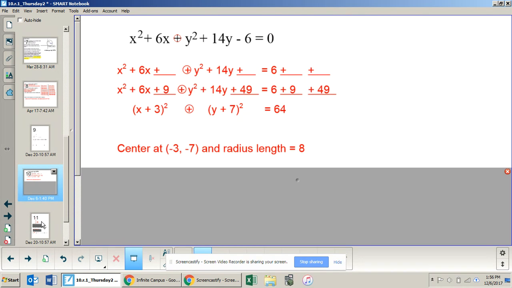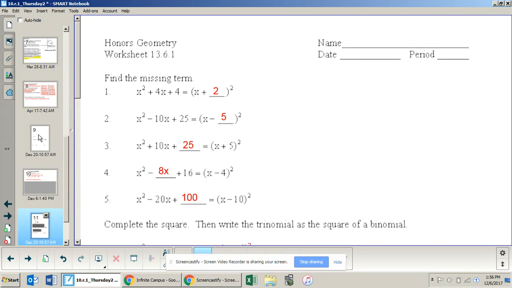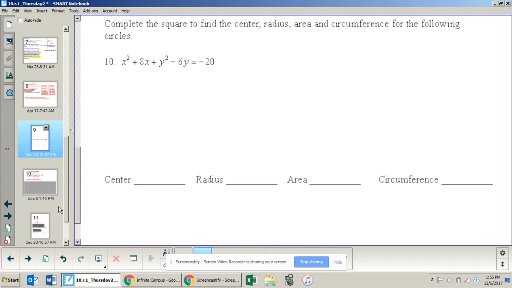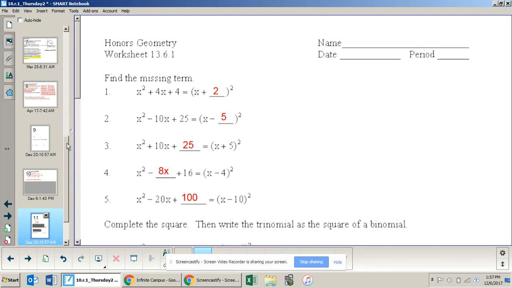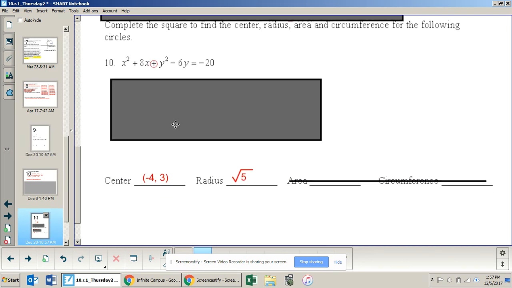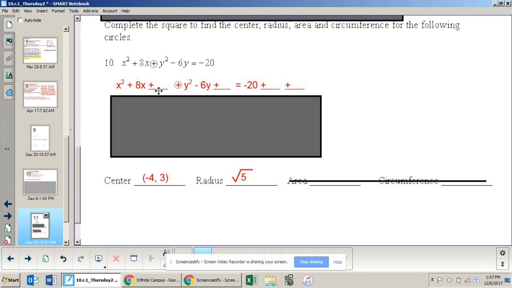Let's go back to our worksheet now and try one ourselves. So let's go ahead and try this problem right here. Okay, so let's take a look at problem number 10. We know that we could separate x squared plus 8x plus something equals y squared minus 6y plus something. We're going to fill in these blanks on both sides.